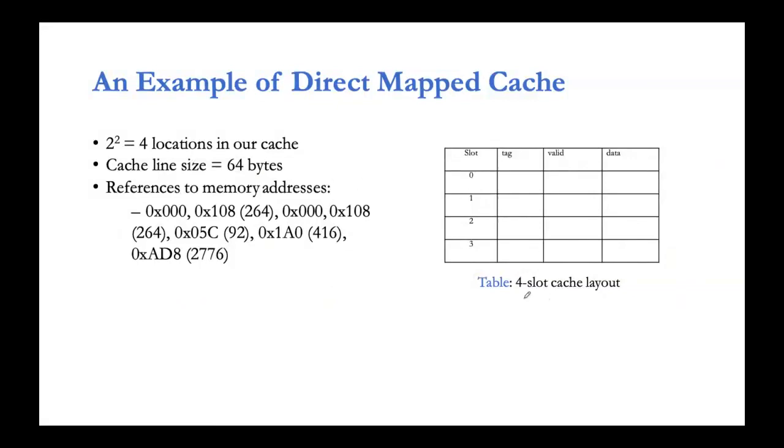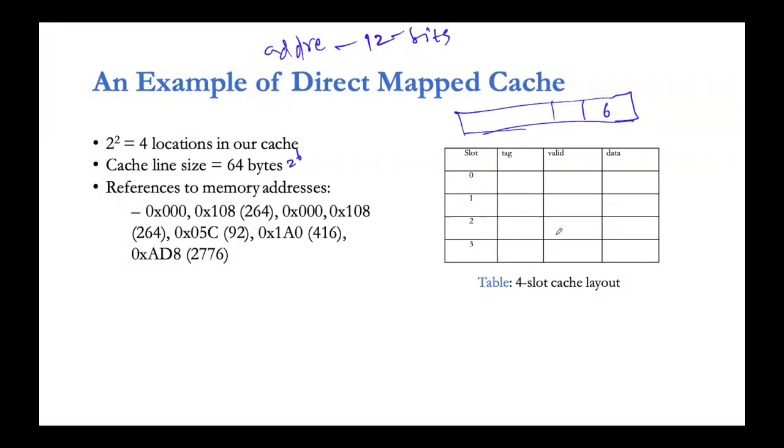In this example, we have a cache with 4 frames, 4 slots. The cache line size is 64 bytes, and the given references are 00. Here the address size which we are taking is a 12-bit address. When you talk about this cache line, 64 bytes means 2 to the power of 6, so the offset bits, S bits, are 6 bits.